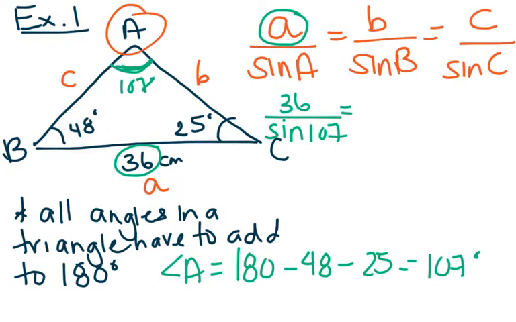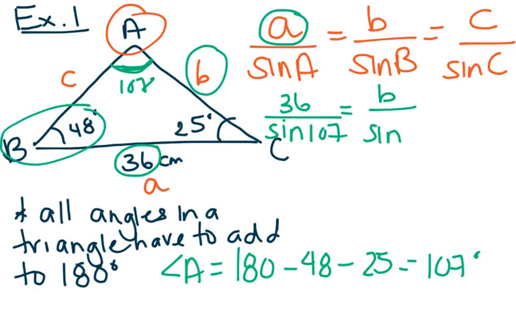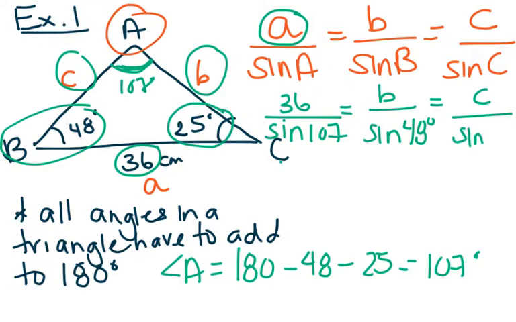Then we've got little b. Little b, we have no idea what it is. So I'm going to write out little b. We're not given little b. All over sine, do we have angle B? Yes, we do. It's 48 degrees. And do we have little c? No, we do not. So I'm going to write little c all over sine of big C. We've got angle C, so I'm going to put sine of 25 degrees.